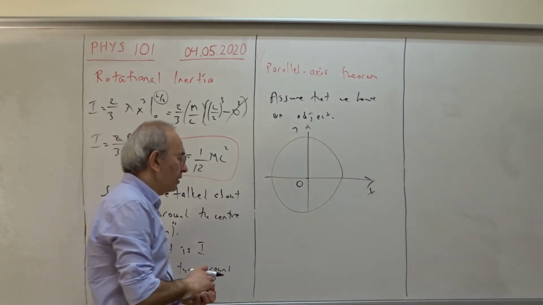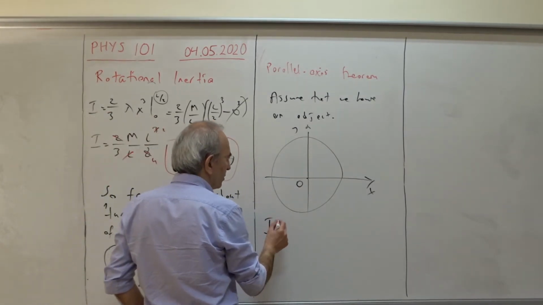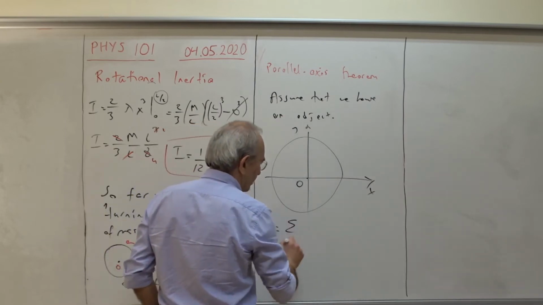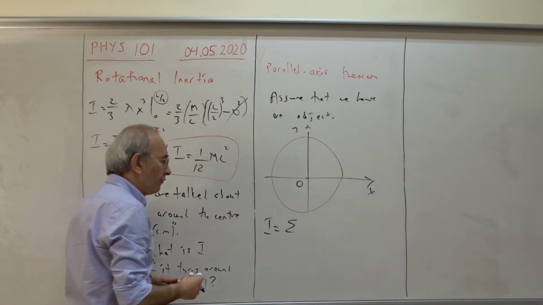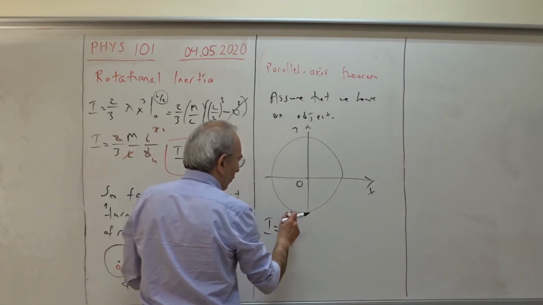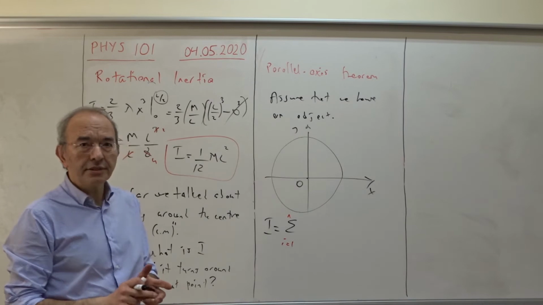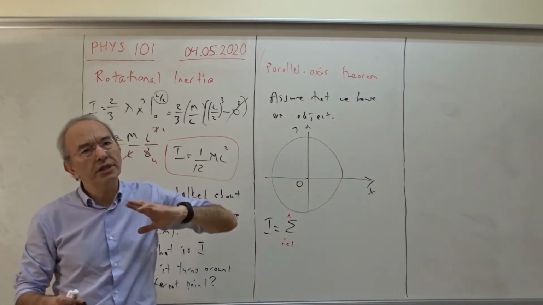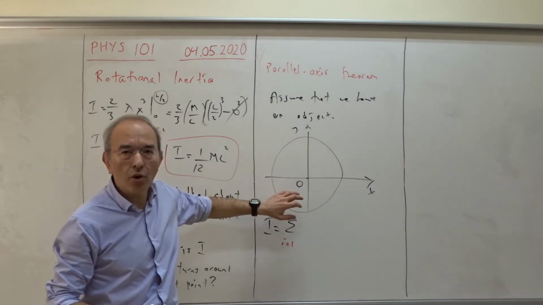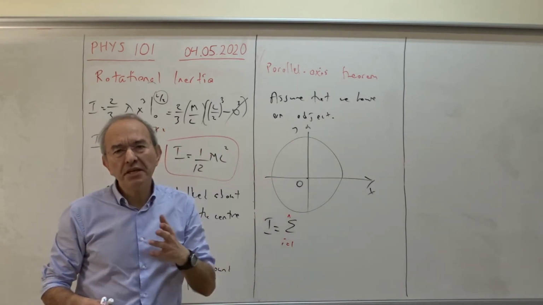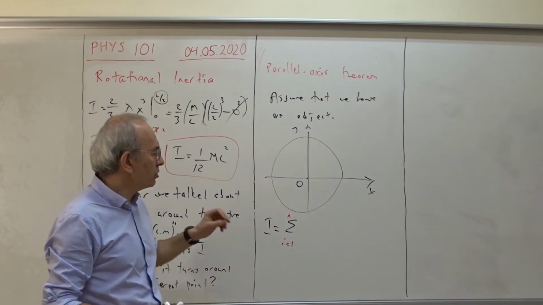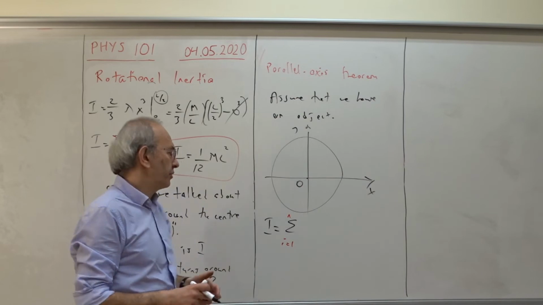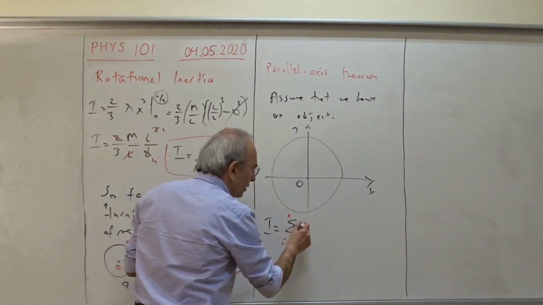All right, what was the expression? Remember, the expression for I, rotational inertia, was a summation, I from 1 to n. Here mi means m1, m2, m3, m1000, m1 million, whatever. If you divide this object into 1 million very small pieces, each one has a name m1, m2, m132, whatever.